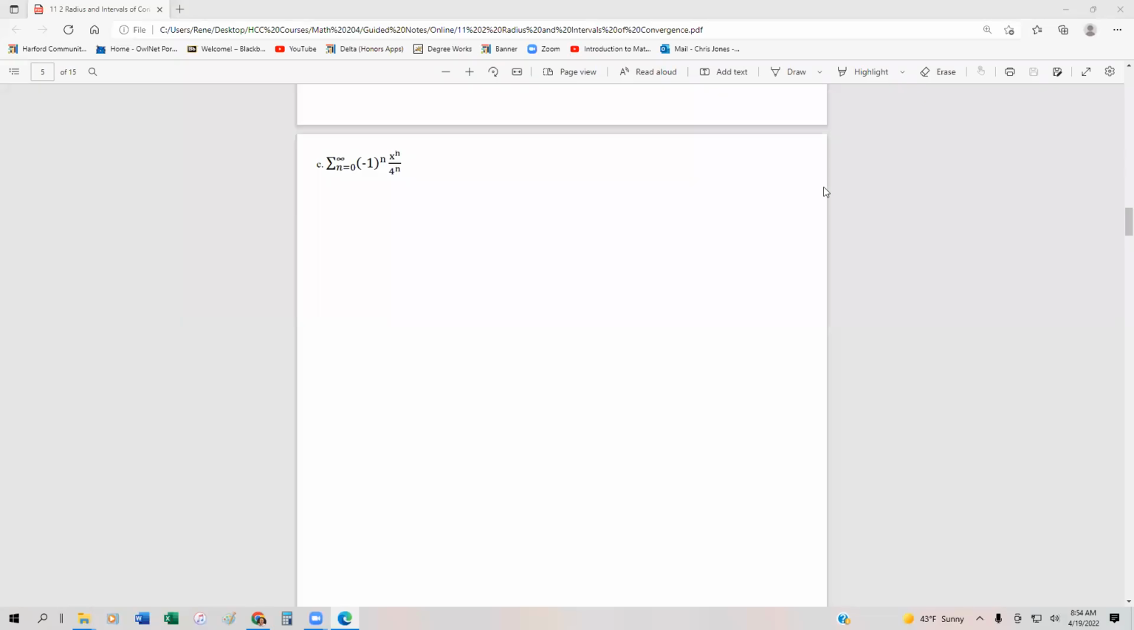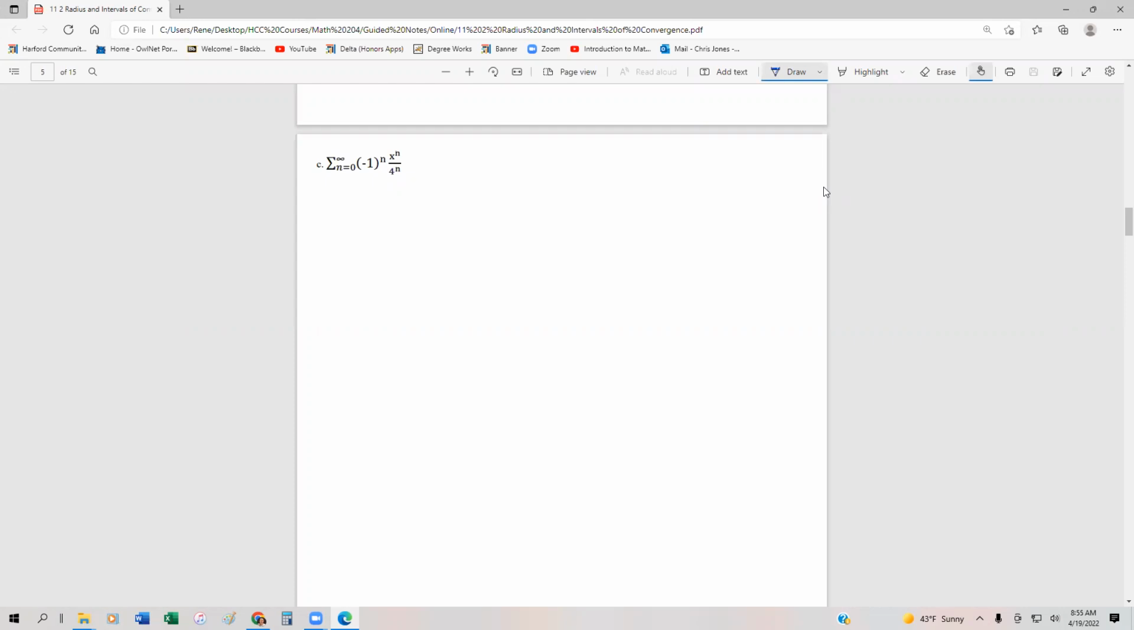Another example of a power series to be able to determine the interval and radius of convergence. So this one we have (-1)^n x^n over 4^n. Notice once again, everything's being raised to the nth power. So we can still use the root test on this, all right? So we're starting with the root test because it's a little bit easier. And then once we get to the ratio test, it's going to involve a little bit more algebra, okay?